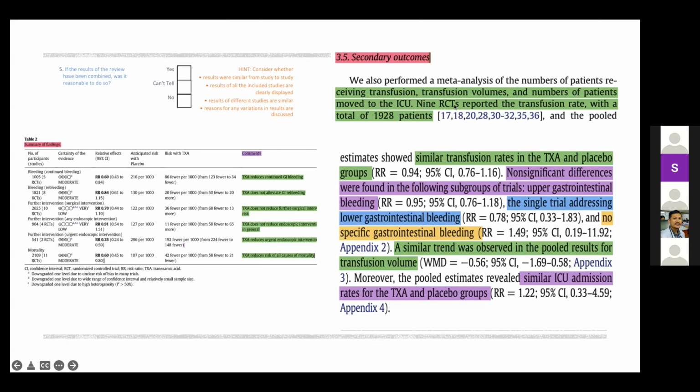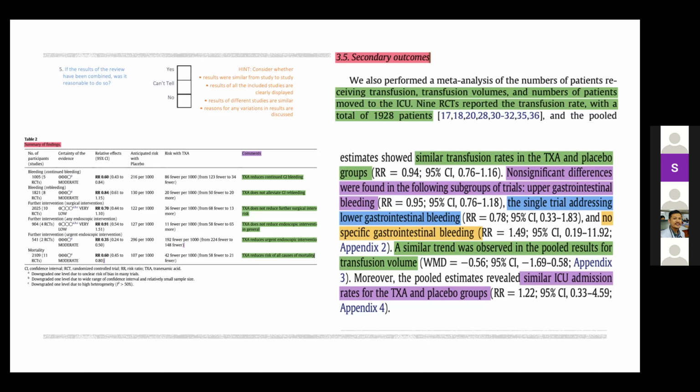So what it told is that they have also looked at the transfusion volume and the number of patients moved to the ICU. There were 9 randomized controlled trials on transfusion rate, with a total of 1928 patients. They estimated a similar transfusion rate in the tranexamic acid and placebo groups. The relative risk ratio was 94%. If you go through all the relative risk ratios, they concluded approximately 95%, and some of them were also around 86.